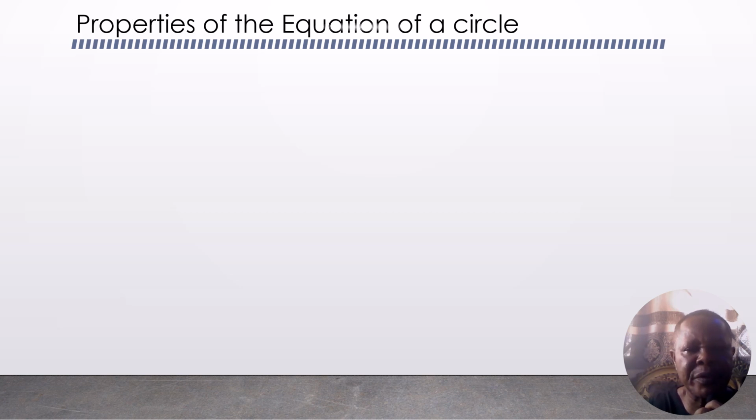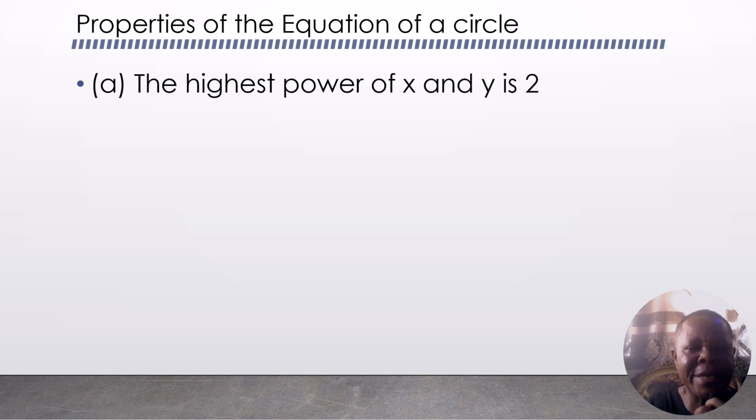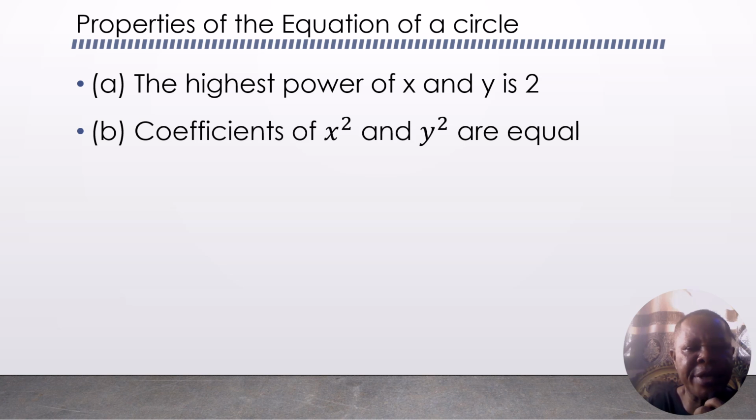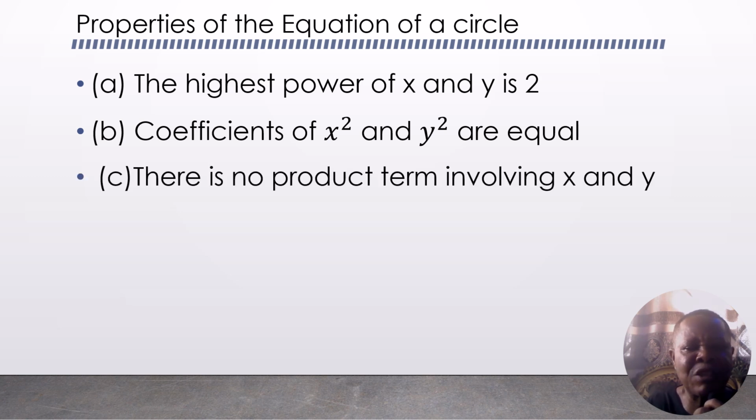Let us examine the properties of a circle. Every circle must satisfy the following 3 properties. A. The highest power of x and y is 2. B. Coefficient of x squared and y squared are equal. And C. There is no product term involving x and y.